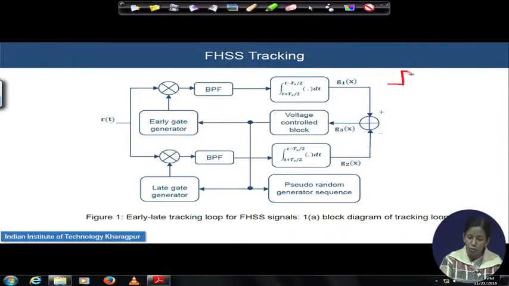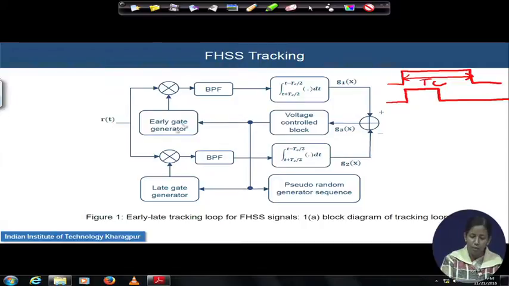So, this is the whole chip duration Tc. For the perfect synchronization case, for Tc by 2 you have the gate generating the pulse for the early gate generator. If I filter this signal output, it will be filtered out, and then the signal will be integrated. So, the integrator will integrate, and if I integrate a square wave, it will slowly integrate, and it will actually give me a sawtooth-like wave.